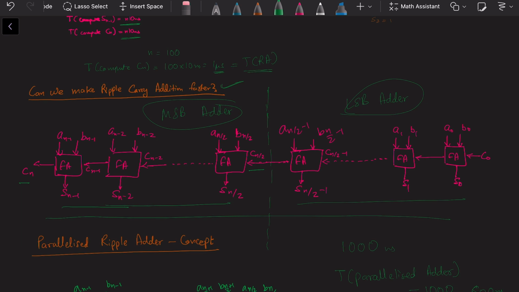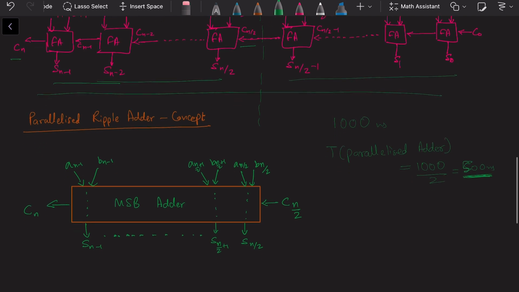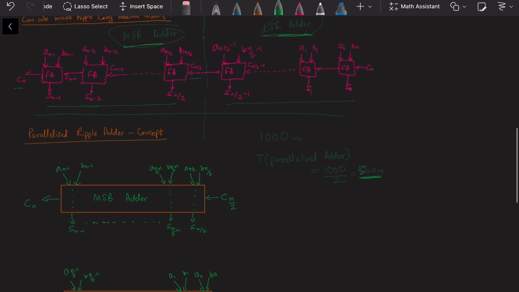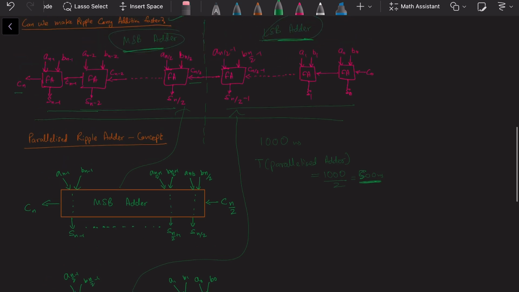We are trying to find a design which can make these 2 adders work in parallel so that the effective time halves. And if it halves, the logic becomes a lot faster. So we are trying to investigate if we can do that. If you see these orange boxes here, this MSB adder is essentially this, and this LSB adder is essentially this. I've just represented them as boxes because it's easier to visualize than drawing the full adder chain every now and then.